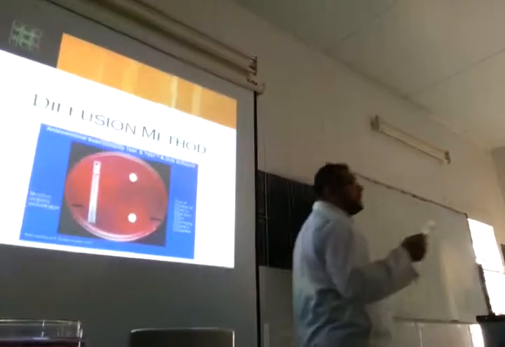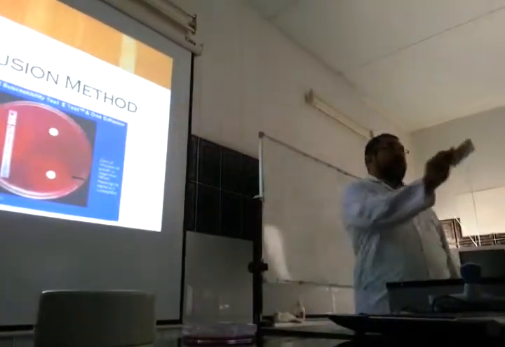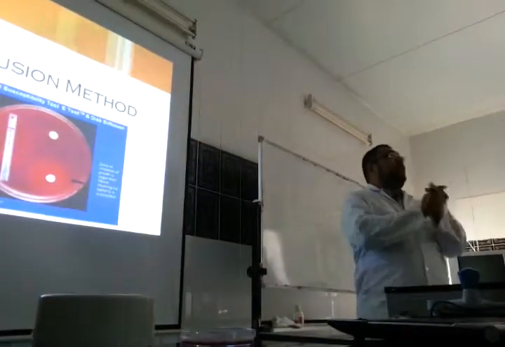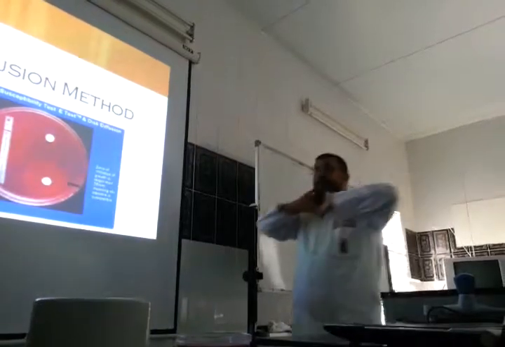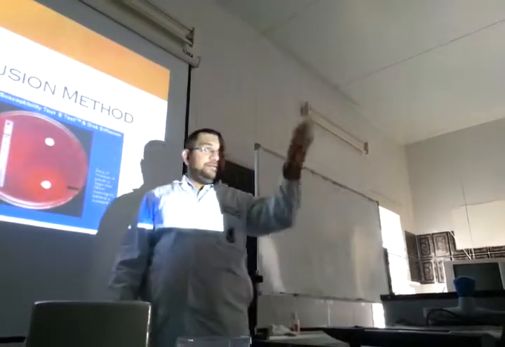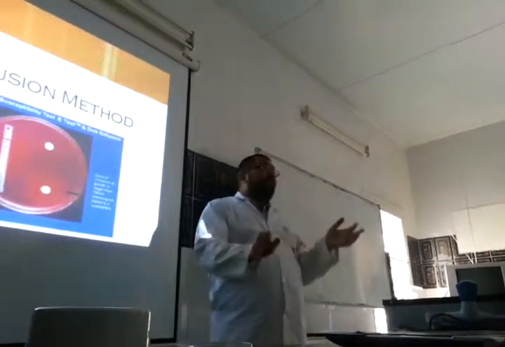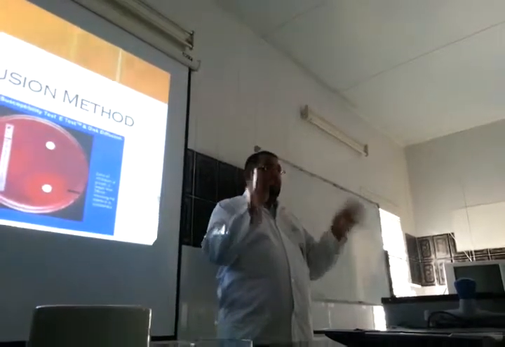So here you see no zone, no zone, no zone. At this point the zone of inhibition starts. This point is the MIC. This is called the epsilometer test or E-test. This is the E-test strip. We have E-test strips for different antibiotics. Don't worry, you will see it. Today you don't have to do the practical. I'll demonstrate, I'll show you.